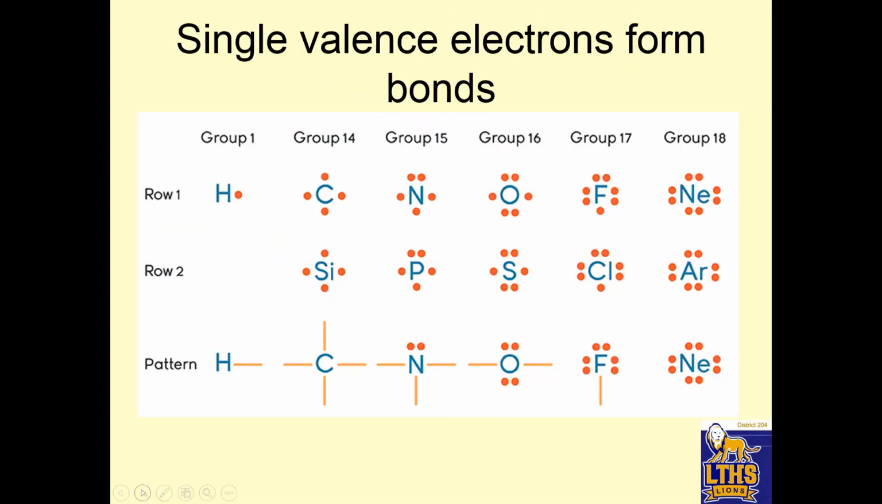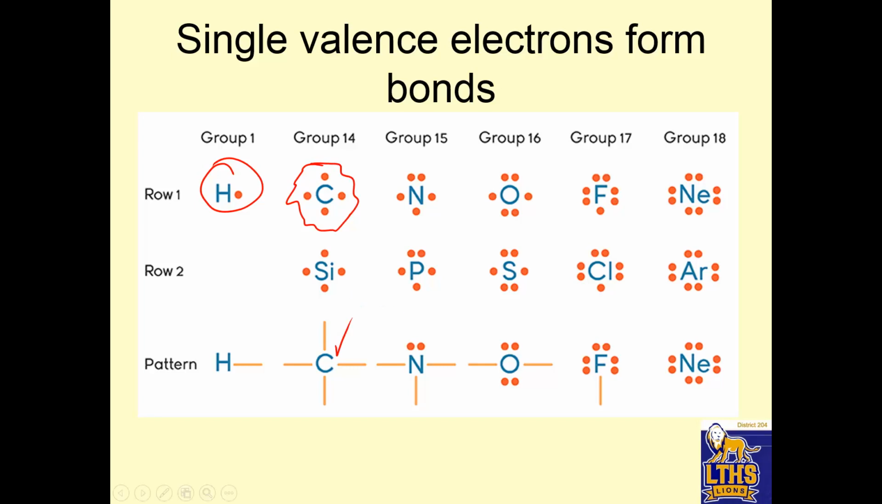Amazing. Single valence electrons form bonds. We talked about this before. So this was on the last test, as a matter of fact. See how hydrogen's valence shell has 1. Now, here's the weird thing we didn't talk about much last test. Carbon has 4 single electrons. It doesn't have 2 pairs. Carbon will have 4 single electrons, so it'll form 4 bonds.